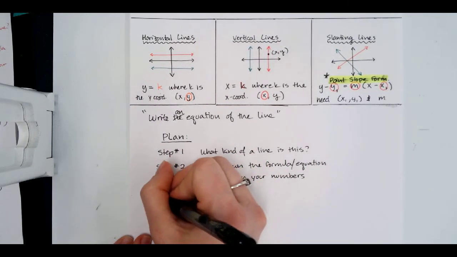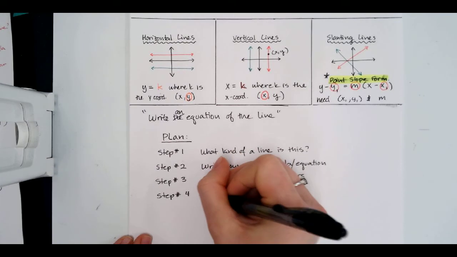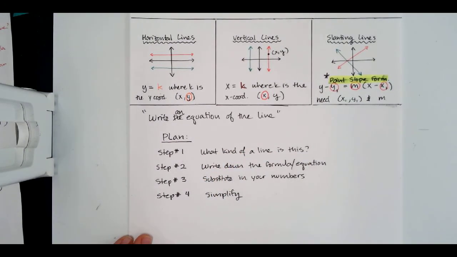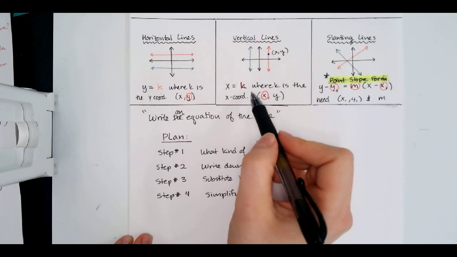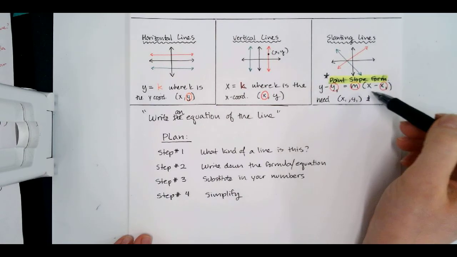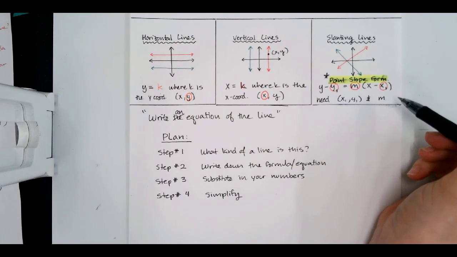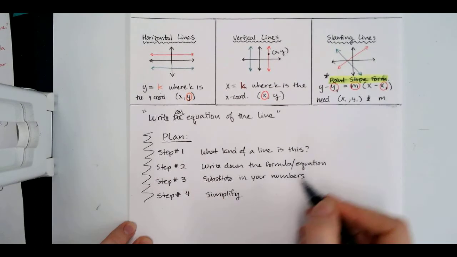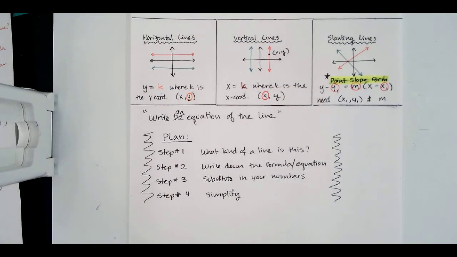All right, last step. It's a pretty straightforward step. Step number 4. Simplify. Step number 4 normally does not apply to horizontal lines or vertical lines because there's not much to simplify. But for slanting lines, we normally use step number 4 because we're plugging in more information, so we do end up needing to simplify a lot of the time. All right, so this is our beautiful plan. Let's take a look at some problems.